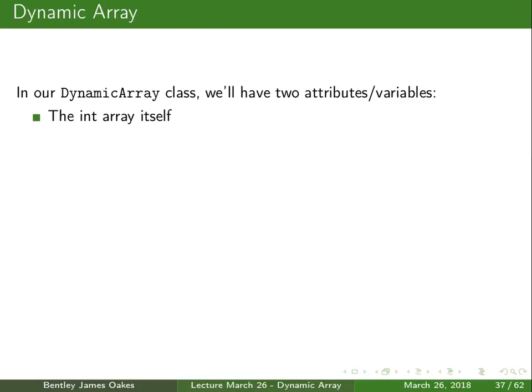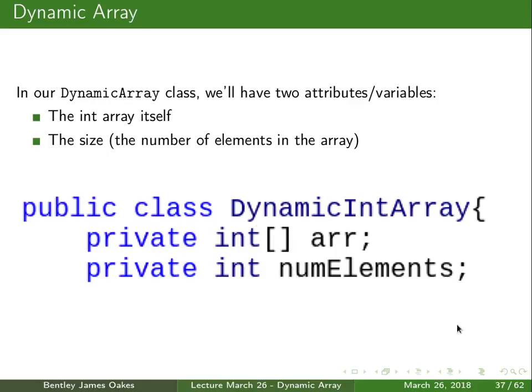So in our array class, we'll have two attributes. We'll have the integer array itself, and we're going to store the size of that array, how many elements are in that array. So here's the top of the class, public class DynamicIntArray. We're going to store an integer array inside our class, and we're going to store the number of elements in that array.